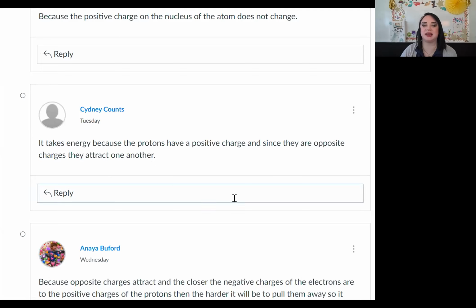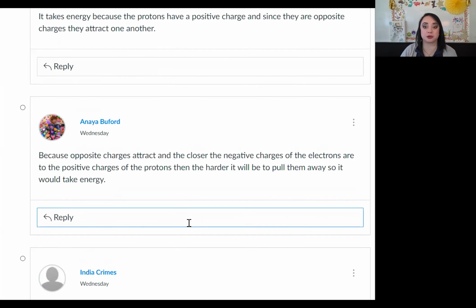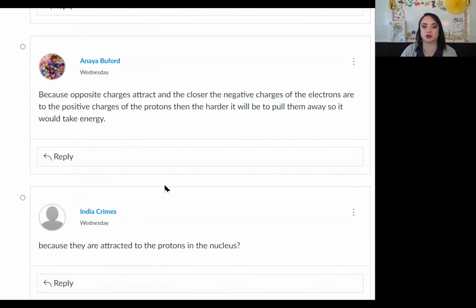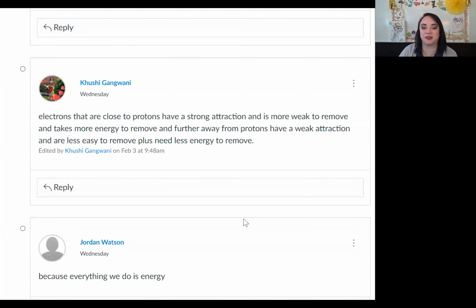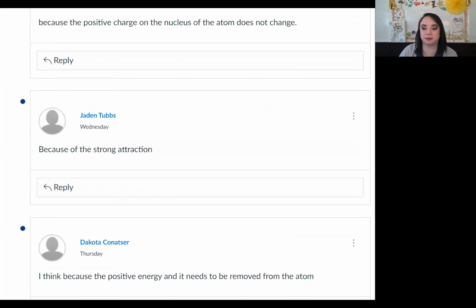Very good, Sydney. So the protons and electrons have opposite charges, so they attract one another. Electrons are negatively charged, protons are positively charged, so they attract each other. And so it takes work to pull them apart because they naturally want to be together. Very, very good. Good answers there.